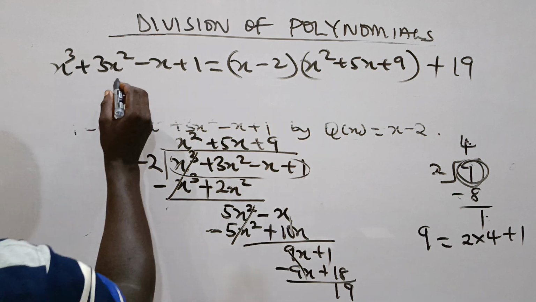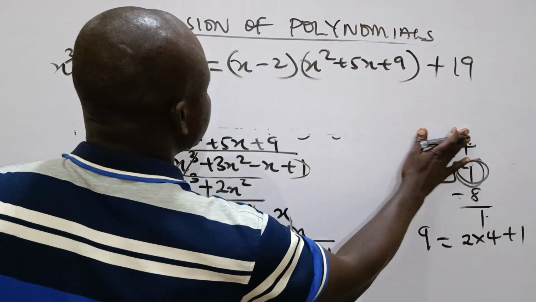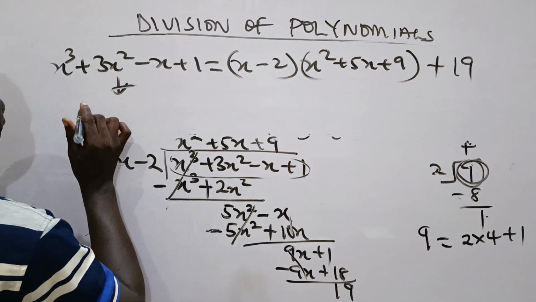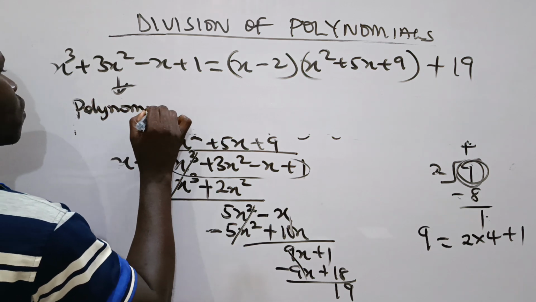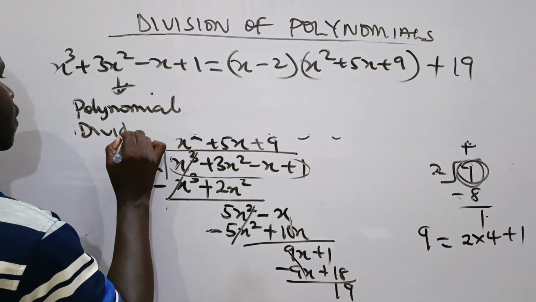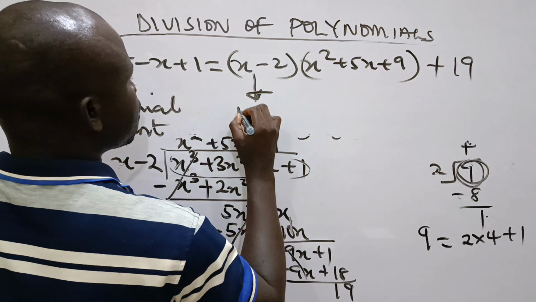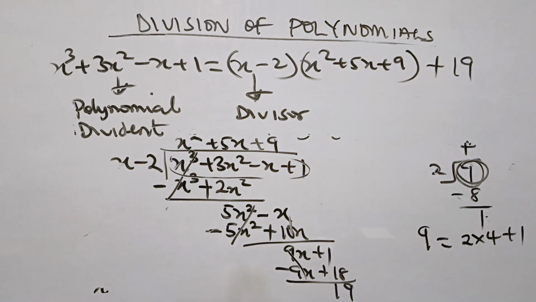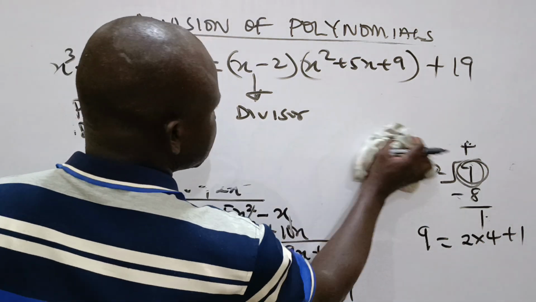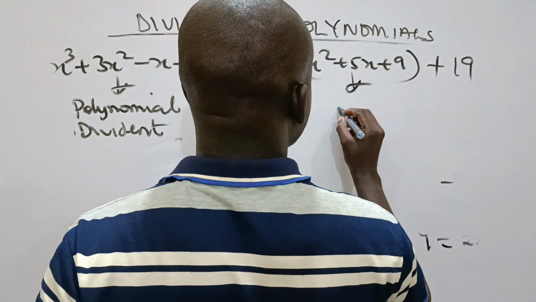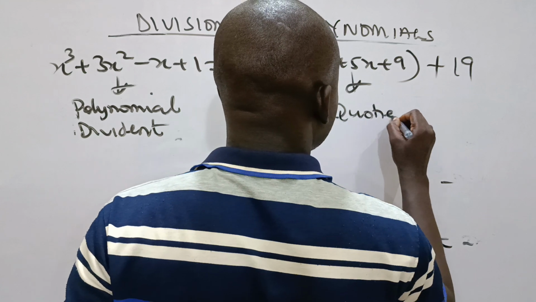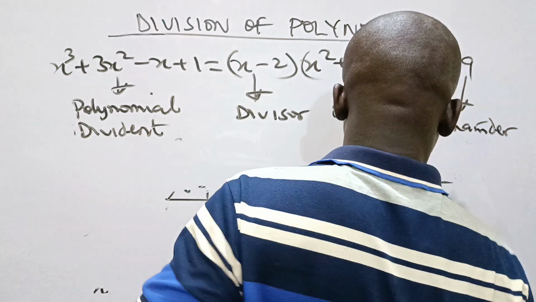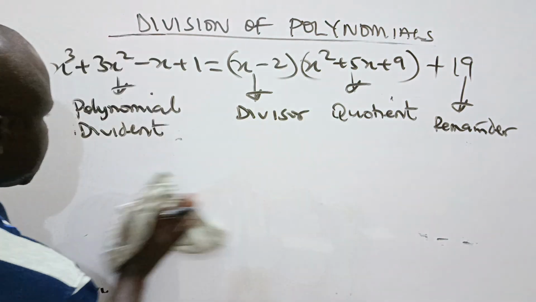So the polynomial or dividend, we are going to call this the polynomial. Here it's called the divisor. Here we have the quotient. This one is called the quotient. Then 19 is called the remainder.